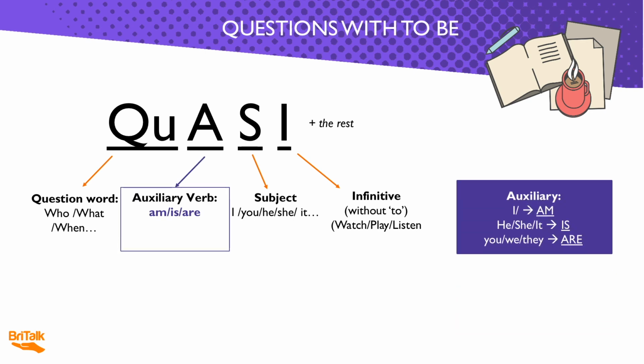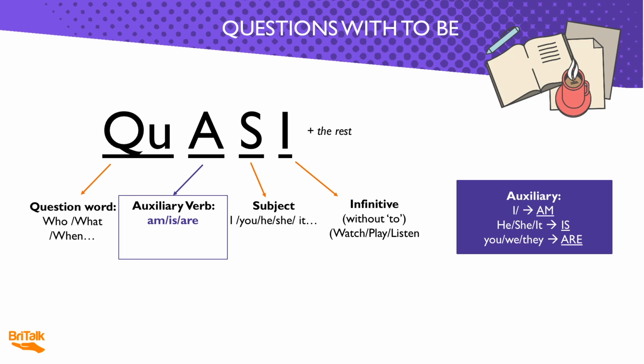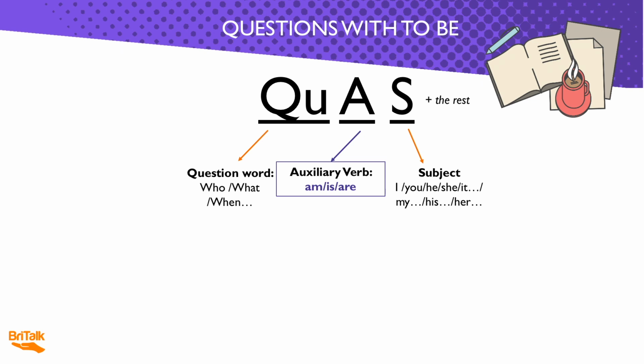For the subjects I, we use am. For he, she, and it, we use is. And for you, we, or they, we use are. Questions with to be do not need the infinitive. So instead of quasi, we have quas.